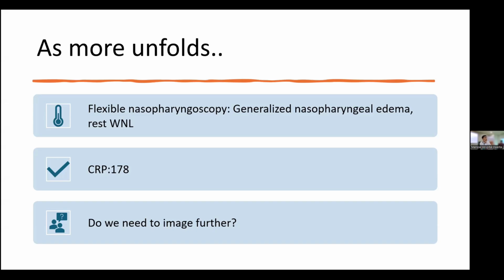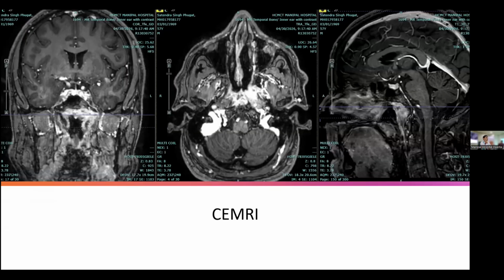And this was the first sign that we had that we need to probably image further. So, Ravi sir, I'll start with you. What would you really ask for in this if we are to image further? Contrast, and that is the investigation of choice. So this is his contrast MRI. Now you see how a simple addition of contrast, and as you rightly said, a temporal bone protocol telling the radiologist to scan the sinuses as well, apart from just the brain, would light up a lot of things.